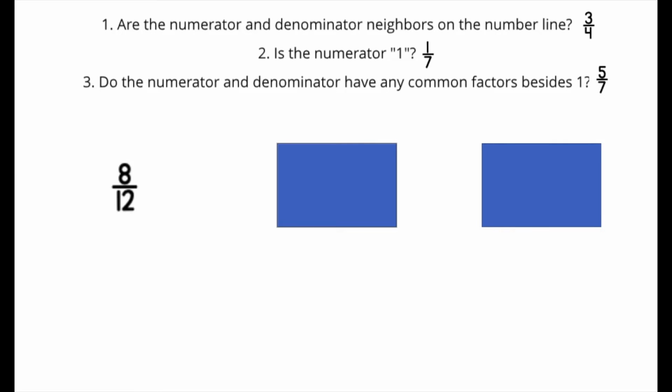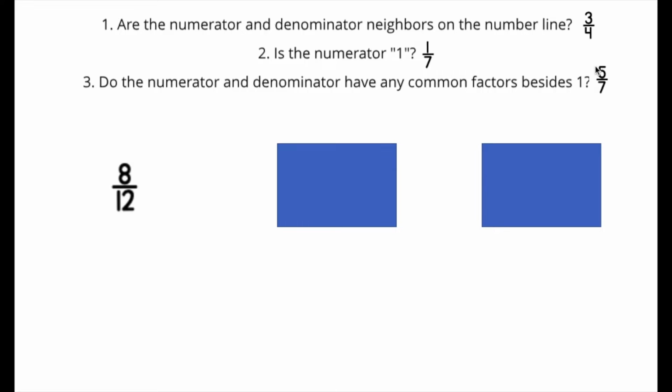So the first rule that we have is, are the numerator and denominator neighbors on the number line? And our example that we have here is 3/4. Notice how 3 and 4 are side by side on the number line. So this fraction is already reduced. Number 2, is the numerator a 1? So this fraction is 1/7. If the numerator is a 1, then it's already simplified. And then number 3, do the numerator and denominator have any common factors besides 1? And our example that we have is 5/7.